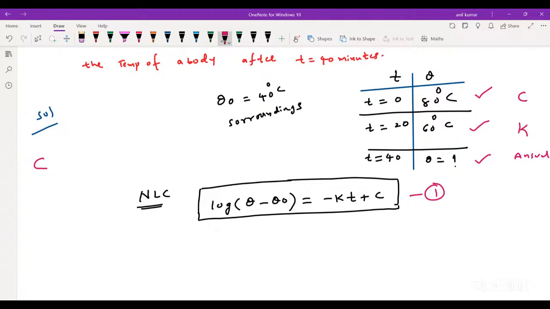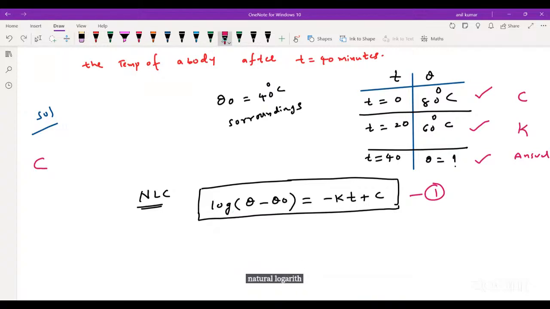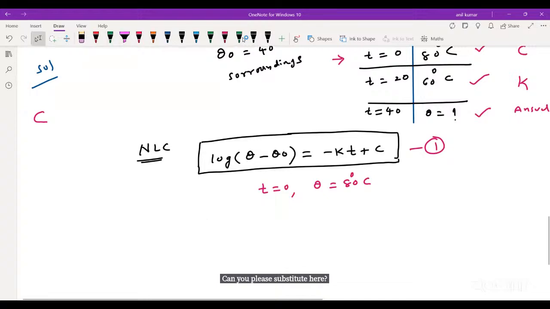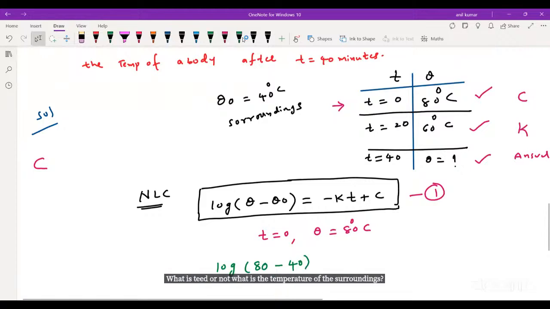This is the formula, log theta minus theta naught equal to minus kT plus C. But the most important thing is here the logarithm base E, natural logarithm. Okay, now, what is the initial data? At time 0, what is the temperature? 80, sir. 80 degrees centigrade. Very good. Okay. Can you please substitute here? Log 80 minus, what is theta naught? What is the temperature of the surroundings? 40, sir. 40. Very good. And time is 0.